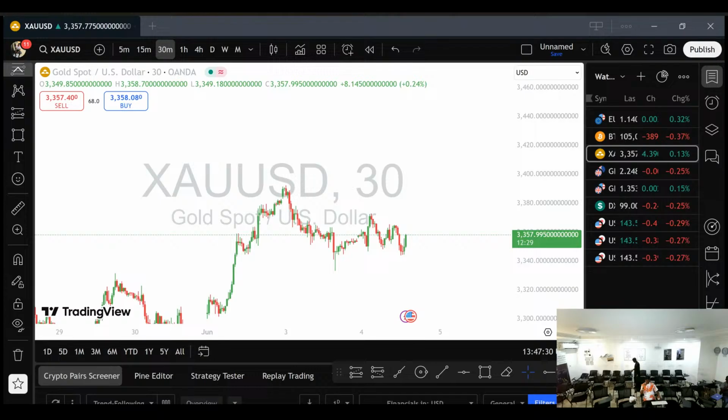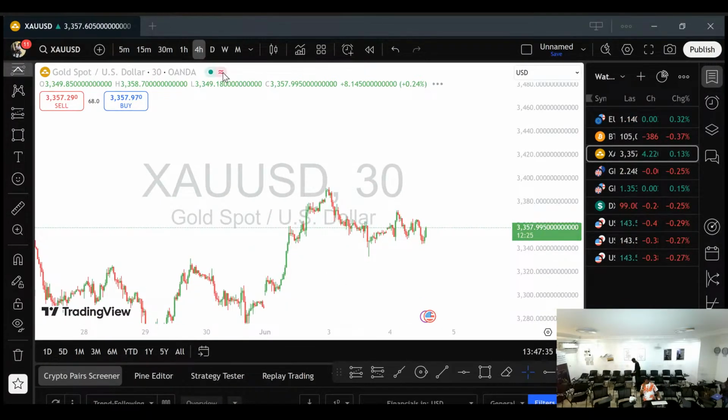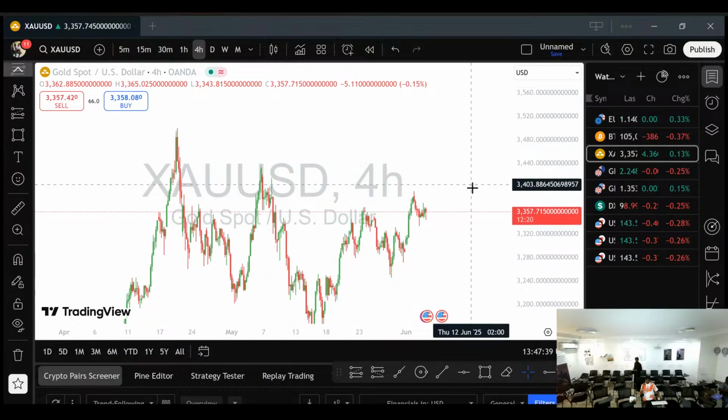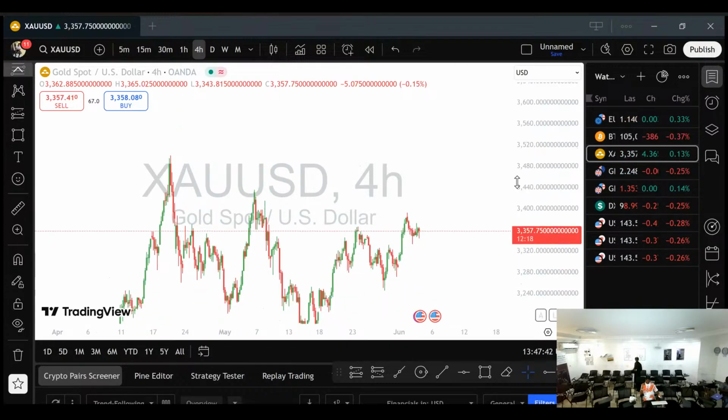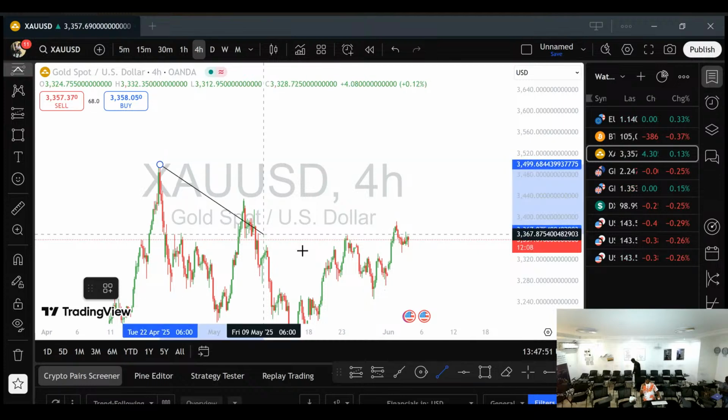Okay, let's start with XAUUSD, which is gold. You can analyze the move from the 4 hours time frame. This is gold on the 4 hours time frame. We start by mapping out the most obvious key levels. Start with this trend line.